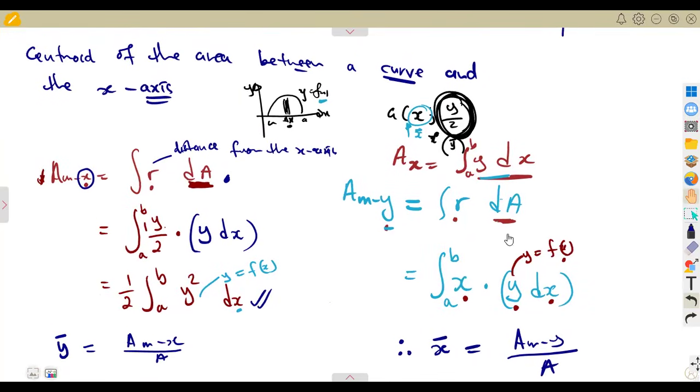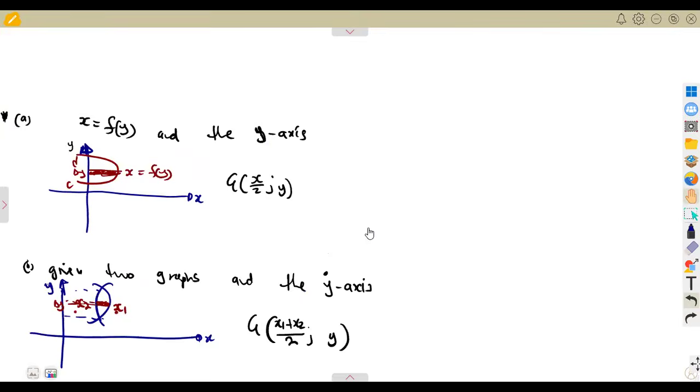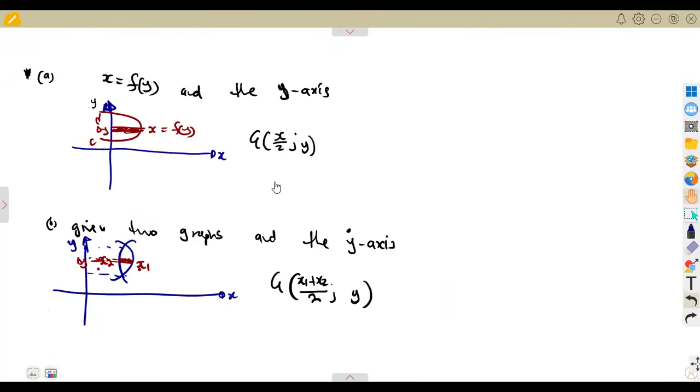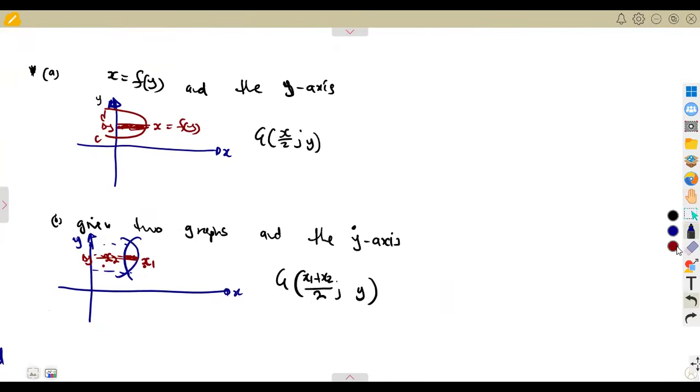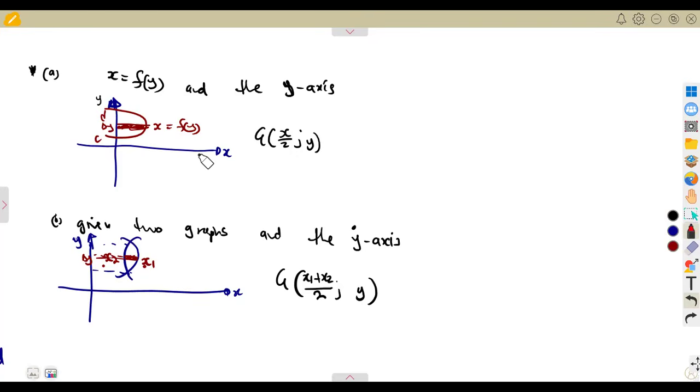Using the same idea, same knowledge, you're going to apply that even for the y-axis, but I'm not going to talk about everything. I'm just going to talk about one function here. Let's say you are given a curve between the curve and the y-axis. You have a condition of what? The centroid of the curve. All right, let's just write here the centroid.